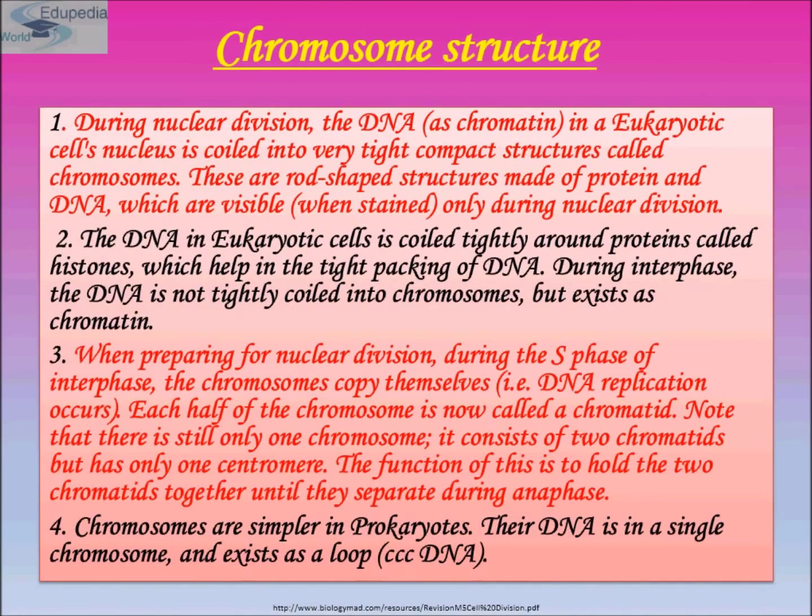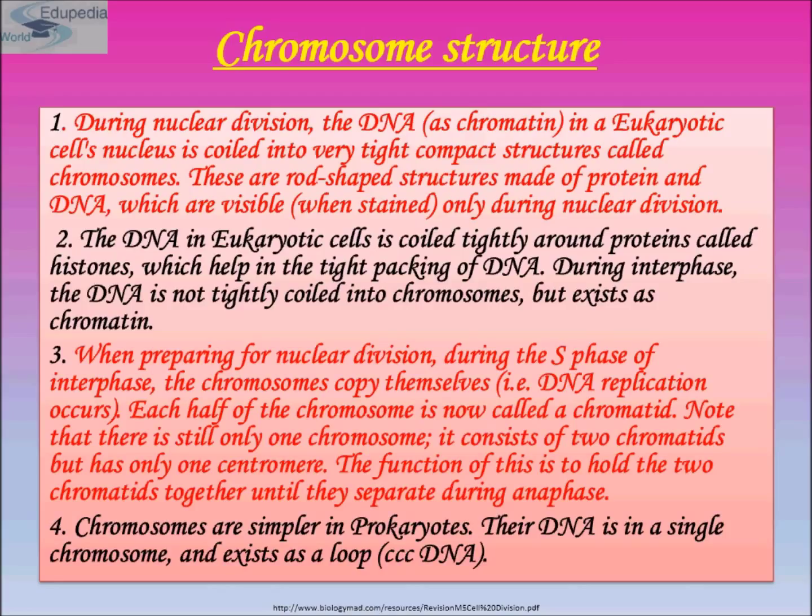Now we will study the chromosome structure. During nuclear division, the DNA in a eukaryotic cell's nucleus is coiled into a very tight, compact structure called a chromosome. These are rod-shaped structures made up of protein and DNA, as I have already told you earlier, which are visible only during nuclear division.